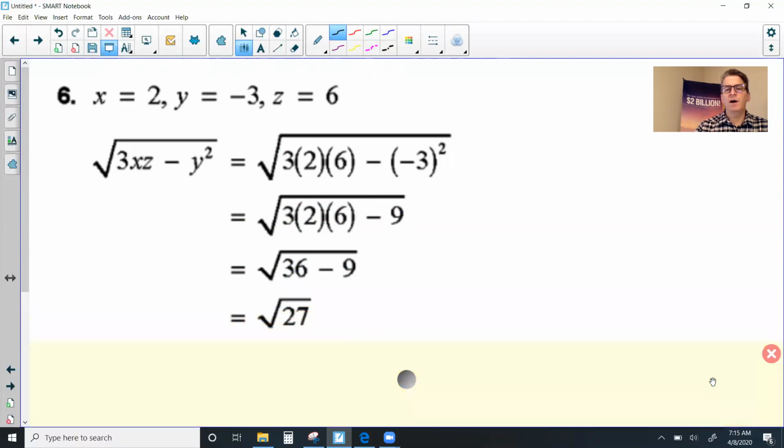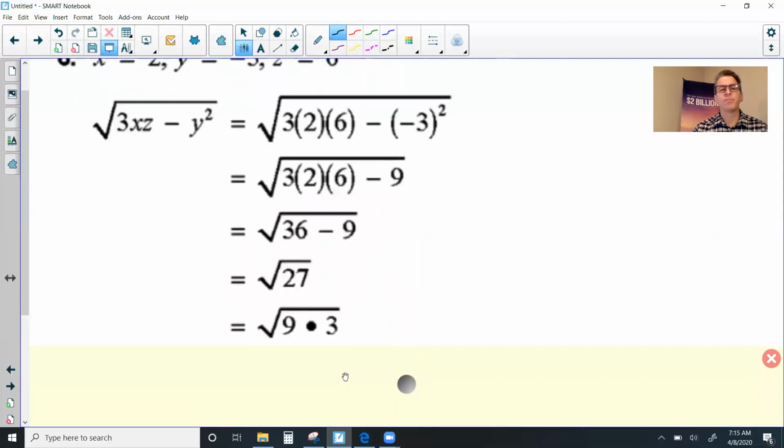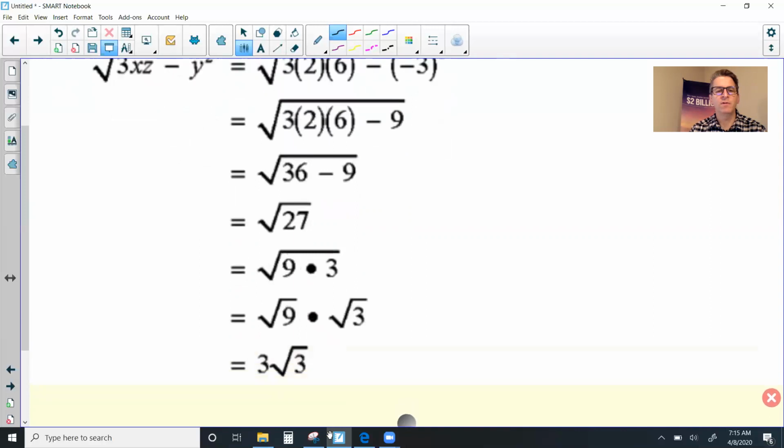Okay. Now, what you want to do at this point is you want to think, how can I find a perfect square times something to get that 27? In this case, it's 9 times 3. So 3 times 3 times 3 is 27. Your answer is 3 square root of 3 for number 6.